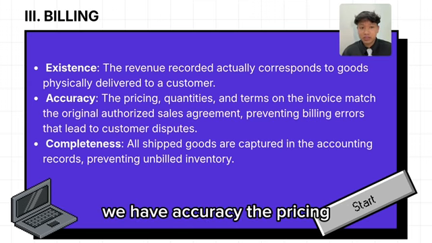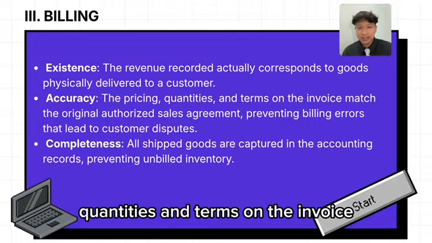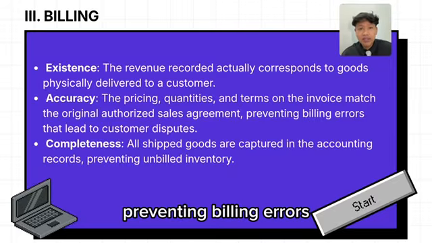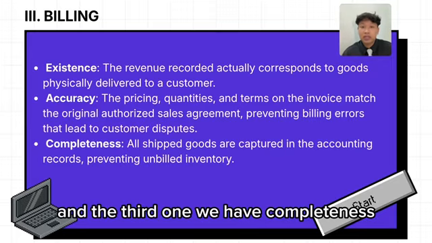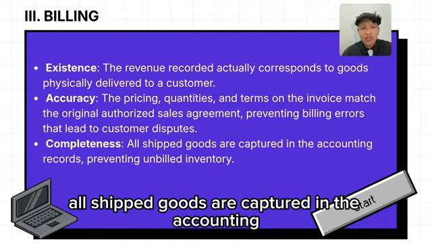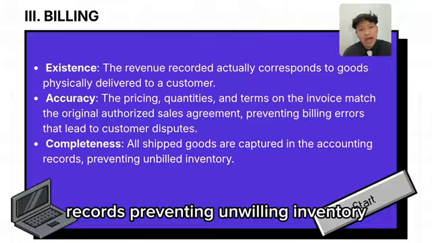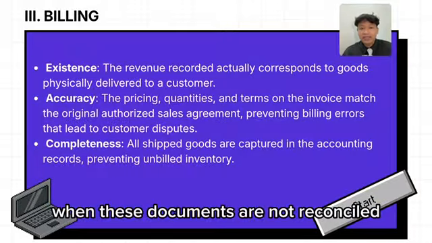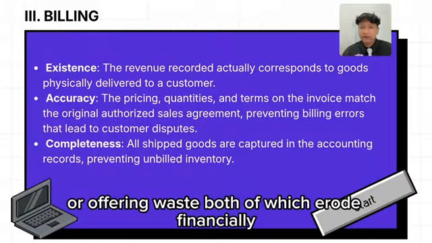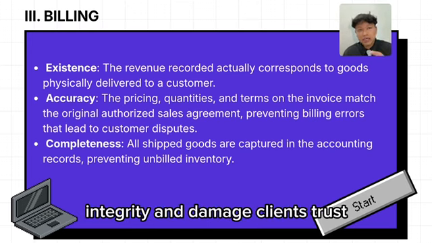Second, we have accuracy. The pricing, quantities, and terms on the invoice match the original authorized sales agreement, preventing billing errors that lead to customer disputes. And the third one we have is completeness. All shipped goods are captured in the accounting records, preventing unbilled inventory. When these documents are not reconciled, the organization is vulnerable to billing gaps or over-invoicing, both of which erode financial integrity and damage client trust.